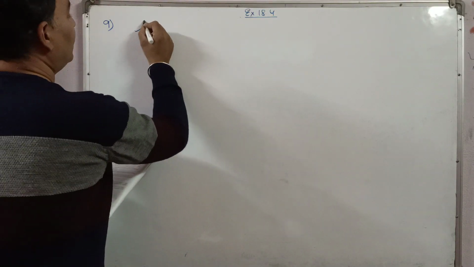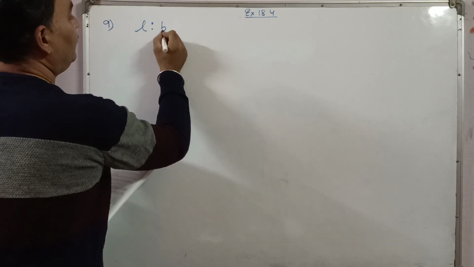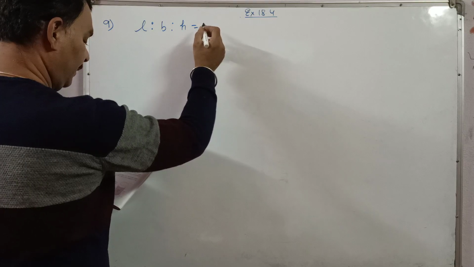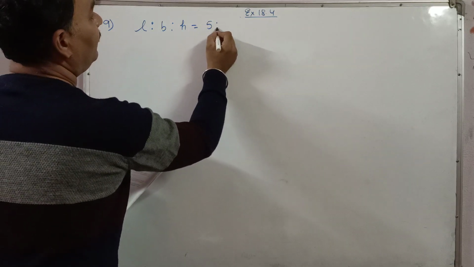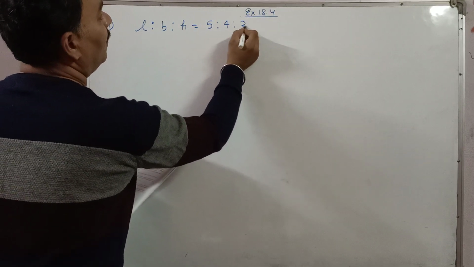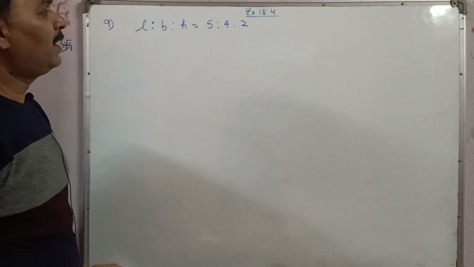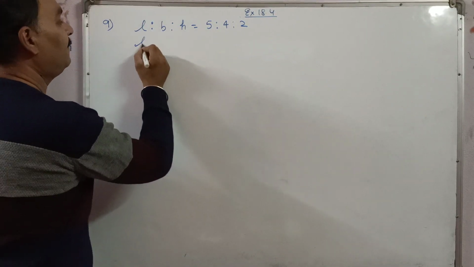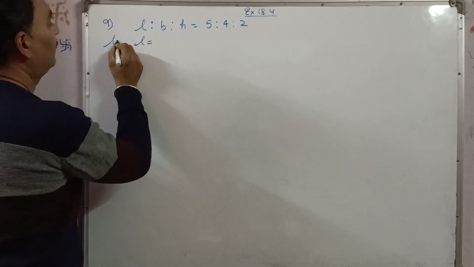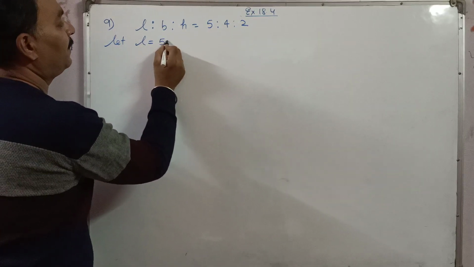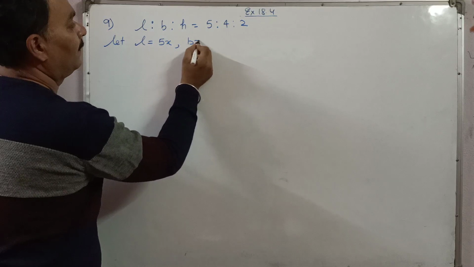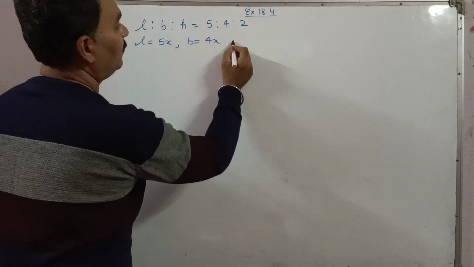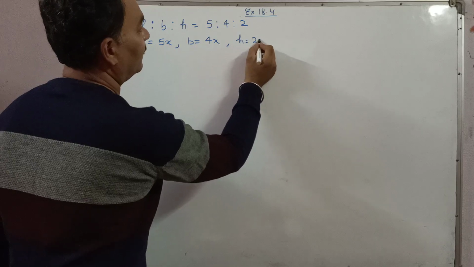So it is given to us that the ratio of length, breadth and height of a cuboid is 5:4:2. Okay, whenever we convert a ratio into real numbers, we multiply with some variable. Let length be equal to 5x, breadth has 4 parts, so breadth is equal to 4x, height has 2 parts, so height is equal to 2x.